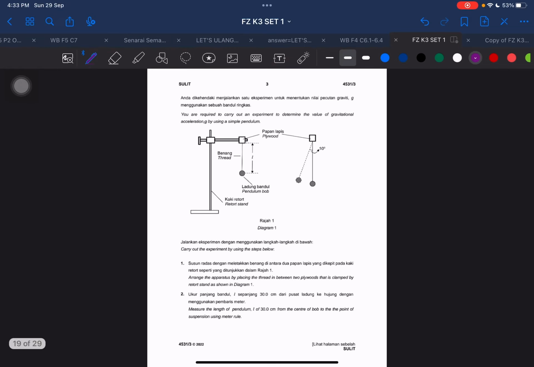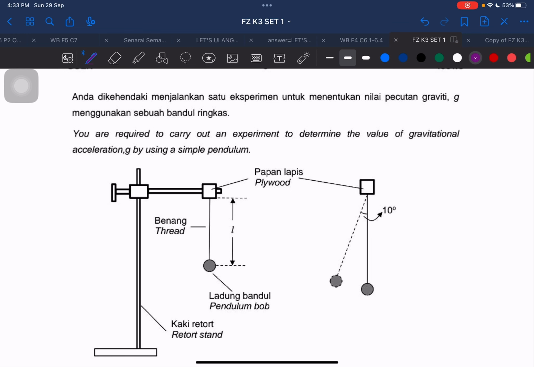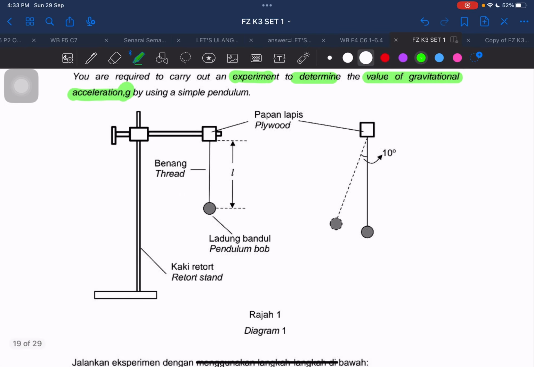Alright, we look at the question. You are required to carry out an experiment to determine the value of gravitational acceleration g using a simple pendulum. They give you a diagram. This is a guided experiment, hopefully you get a guided experiment. The length of the pendulum, clearly shown here, is measured from here to the center of the pendulum bob. So make sure you measure like that.